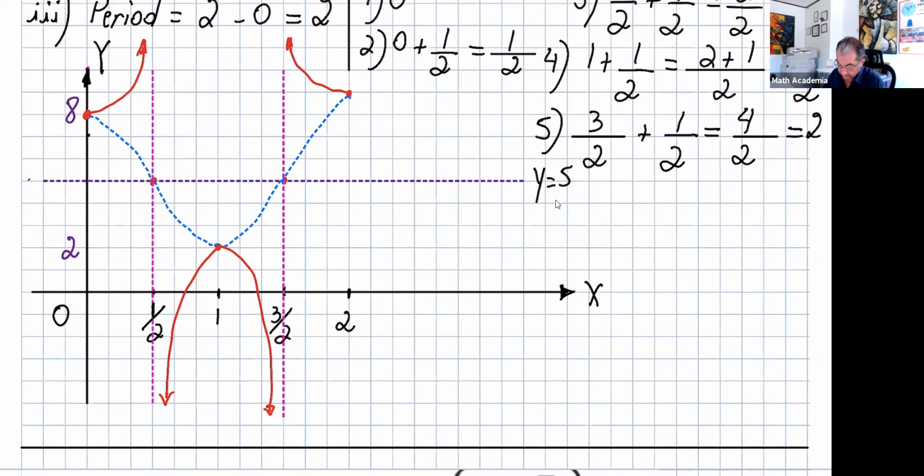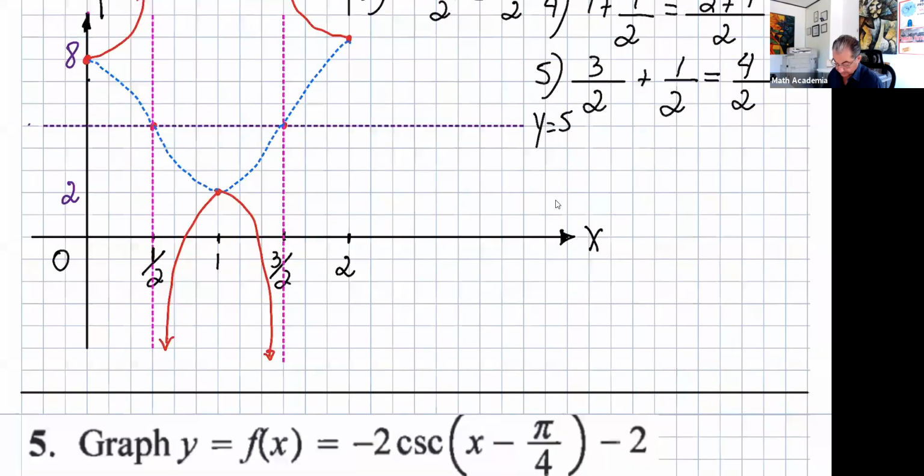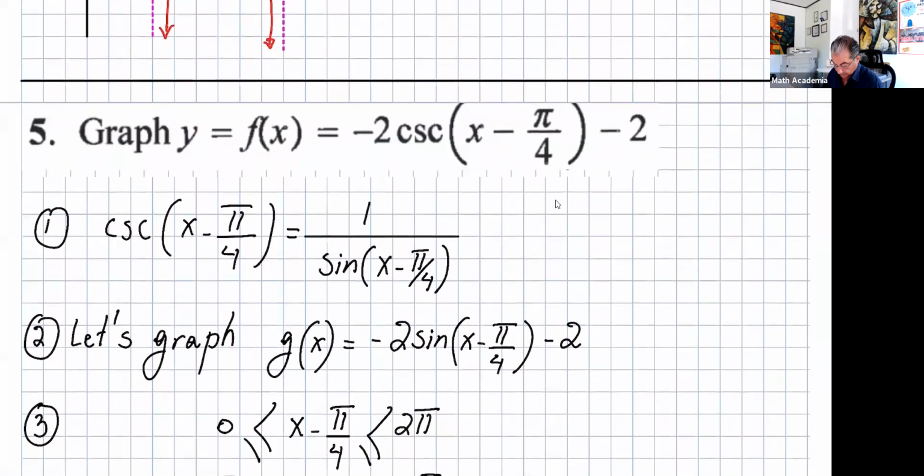So the red graph here is secant, and the dotted one, as I told you, is cosine. Always, if you want to graph secant, graph cosine, and it's going to be much easier. Same as cosecant. First graph sine, then graph cosecant.